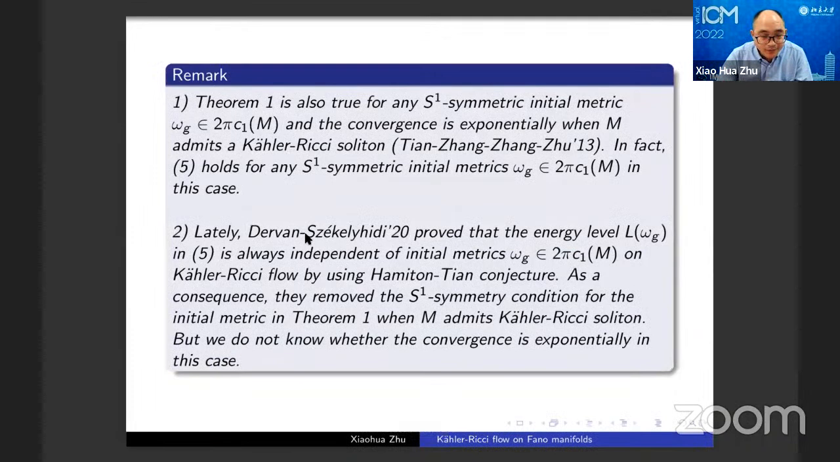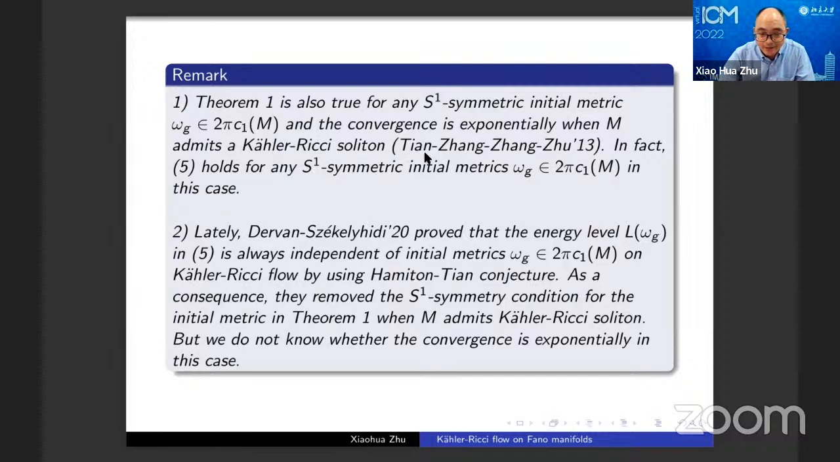So here are two remarks. So CL1 is also true for any Swan symmetric initial metric. And the convergence also is exponential, where M admits a Kähler-Ricci soliton. So the above CL holds not just for Einstein manifolds, but also for Kähler-Ricci solitons.